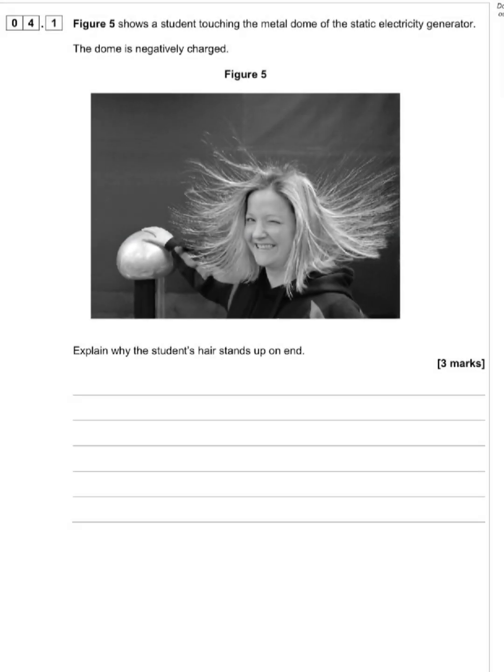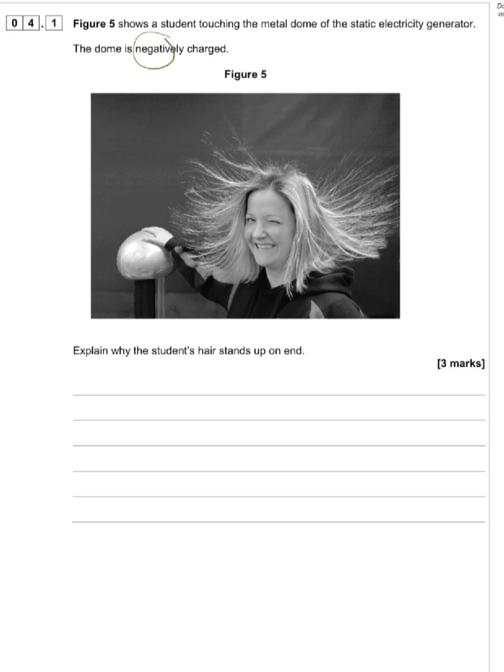Okay, here we are given an image of a student touching the dome of a Van de Graaff generator, and we are told that the dome is negatively charged, and we're asked to explain why the student's hair stands up on end. So we're already told, as I say, that the dome is negatively charged.